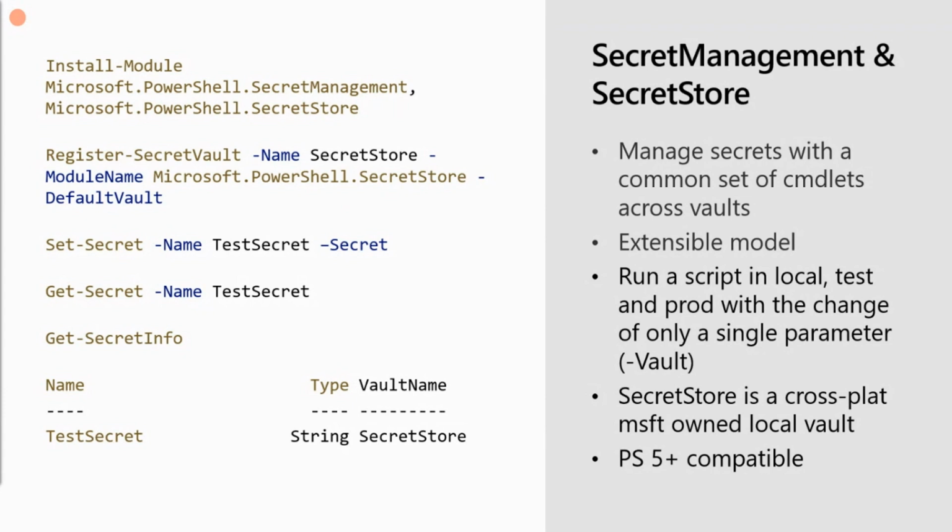I create my first secret. If I do a Set-Secret with the name test secret, it's going to prompt me at the command line to securely provide my secret. I can use Get-Secret when I want to access it, and then Get-SecretInfo to see my secret metadata.